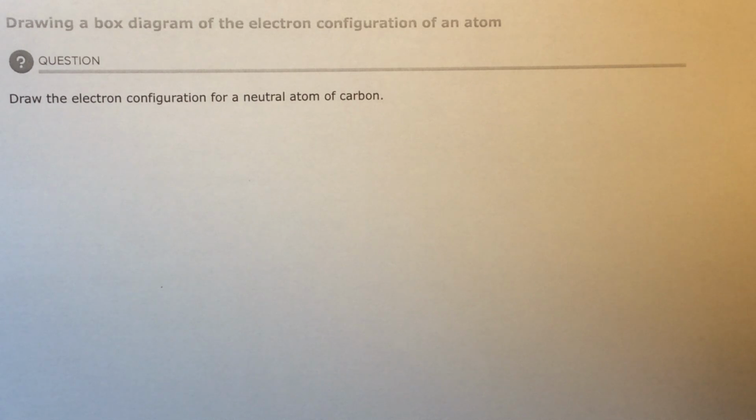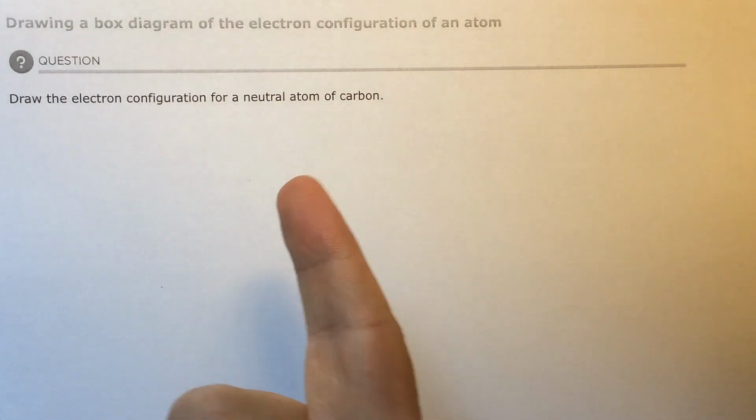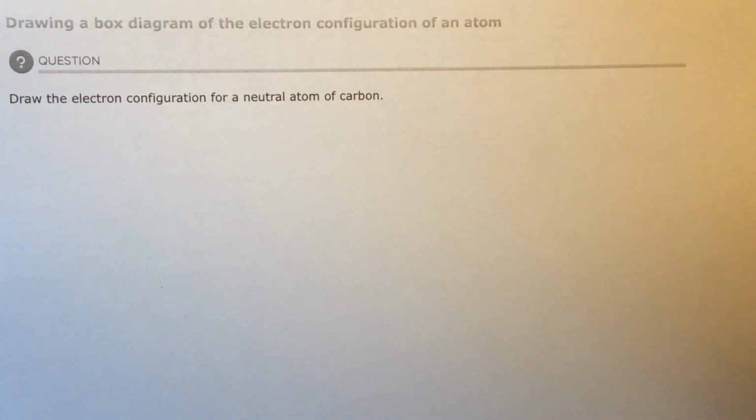Okay, there's a lot here, so I'll try to be as clear as I can. There are several things going on. You want to know not just where an electron is, but how much energy that electron has. So you are going to be asked to find, in this case, the neutral atom of carbon. What's the electron configuration? Where are the electrons? What orbitals are they in? What energies do those orbitals possess?